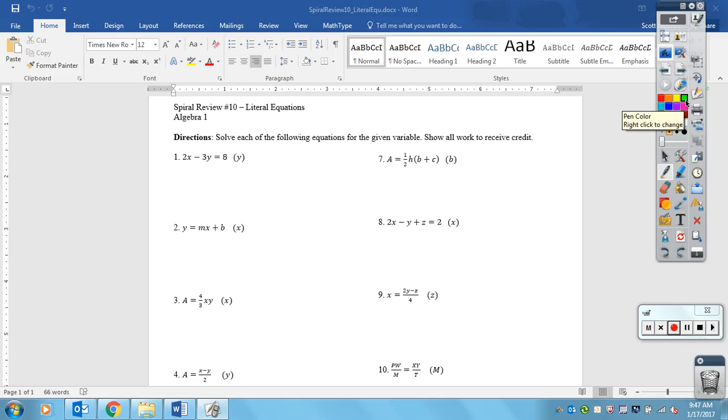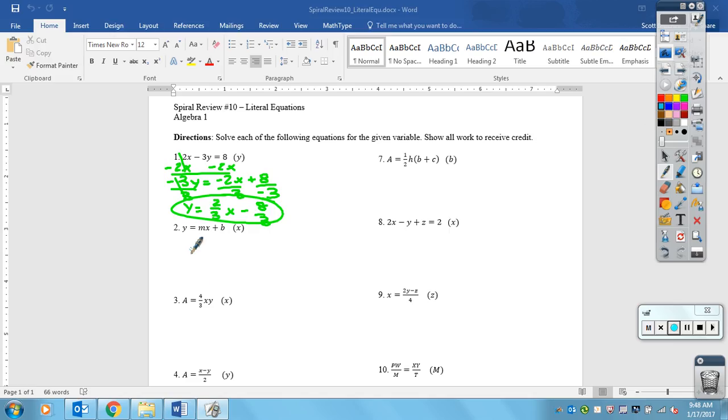Step 1 is to isolate the term that contains your variable: minus 2x, minus 2x. Negative 3y equals the constant at the end, negative 2x plus 8. Every term gets divided by negative 3. Y equals negative over negative is positive 2/3 x minus 8 over 3. Number 1.